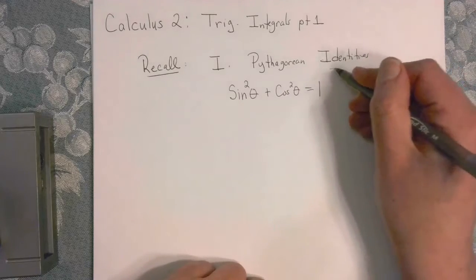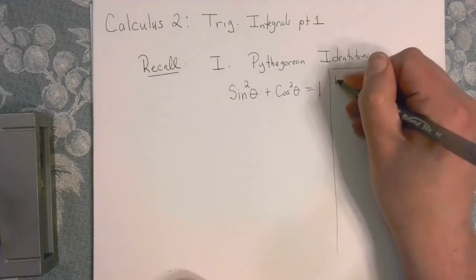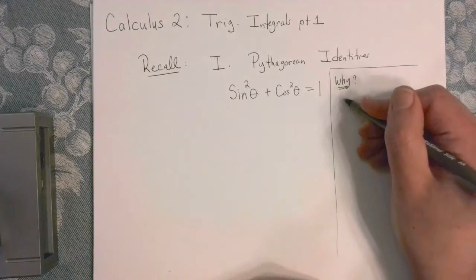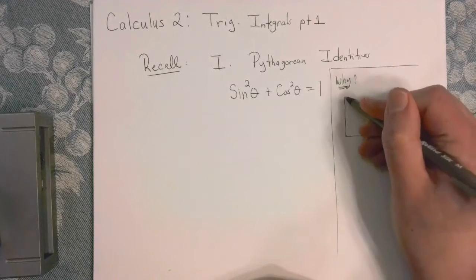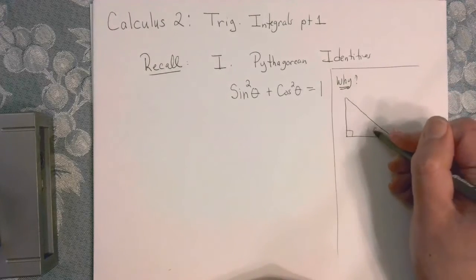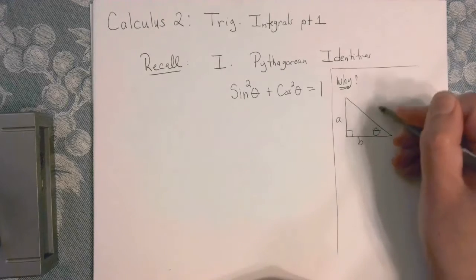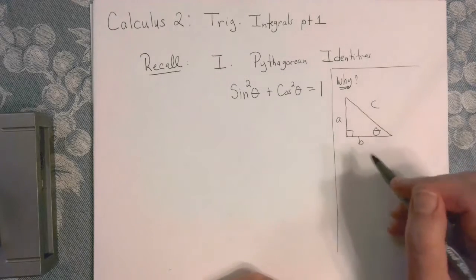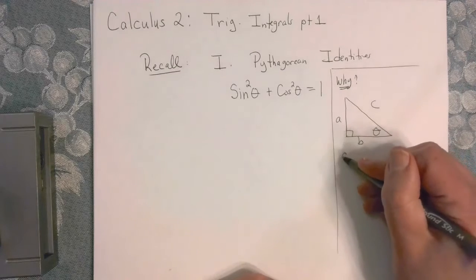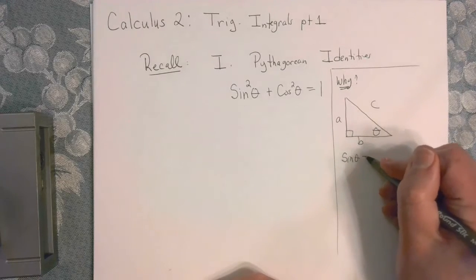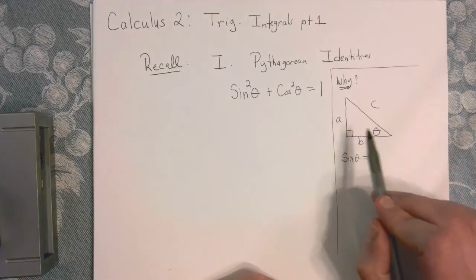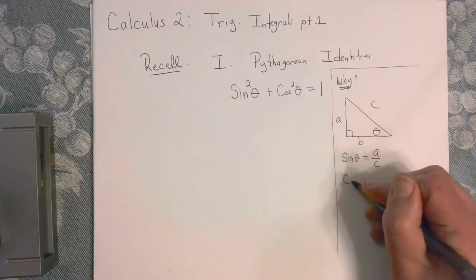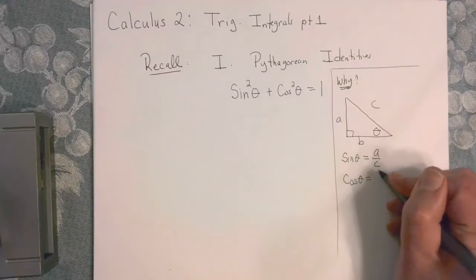So maybe on the side, I'll say why, right? Why on earth is that true? Well, let's say we have a right triangle. So here's theta, our angle. Here's A, B, and C. And so, yeah, let's just go ahead and take the sine of theta. So sine of theta, of course, is A over C. And let's go ahead and take the cosine of theta. That's B over C.